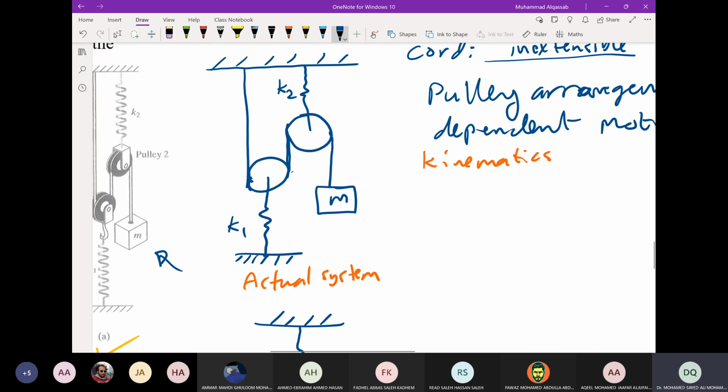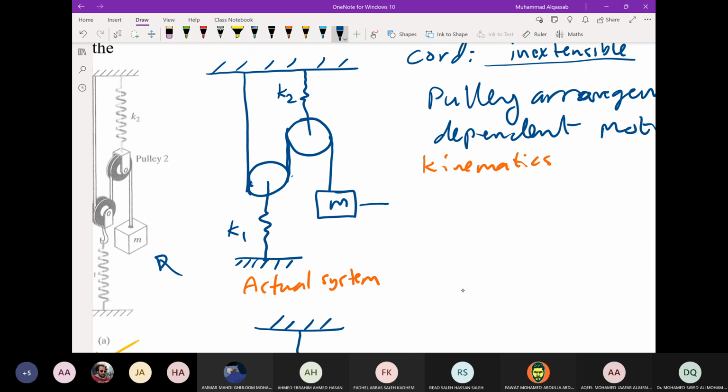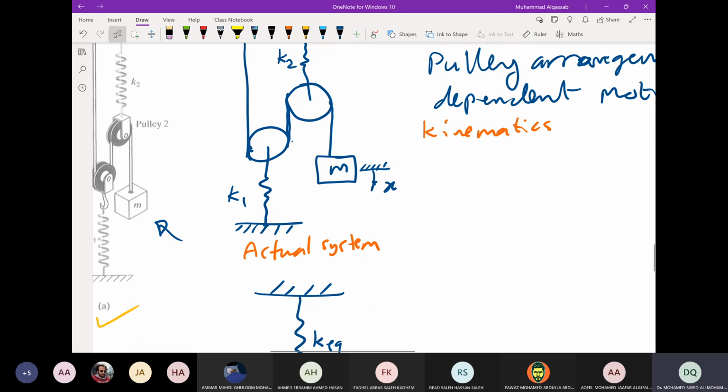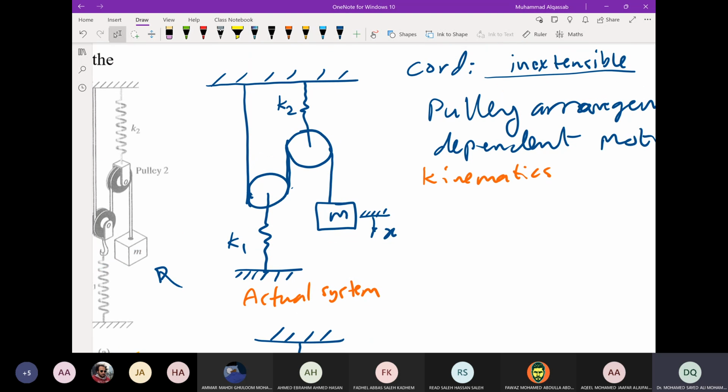Now, if the mass is moving with x, I want an equivalent system to this system that moves with also x, for the mass M with K equivalent. So this omega n here, I know, is the square root of K over M, right? But here I don't know what the omega n is. I have to find the model.